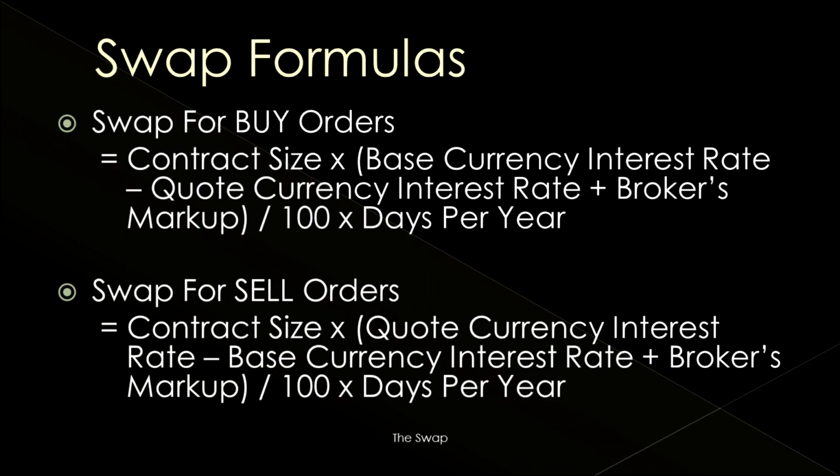Swap formulas. Swap for buy orders is equal to contract size times base currency interest rate minus quote currency interest rate plus broker's markup, divided by 100 times days per year. And similarly, for the swap for sell orders, we have contract size times quote currency interest rate minus base currency interest rate plus broker's markup, divided by 100 times days per year.